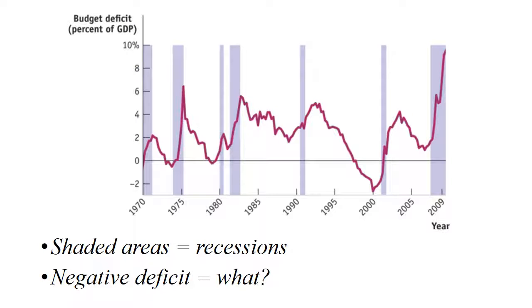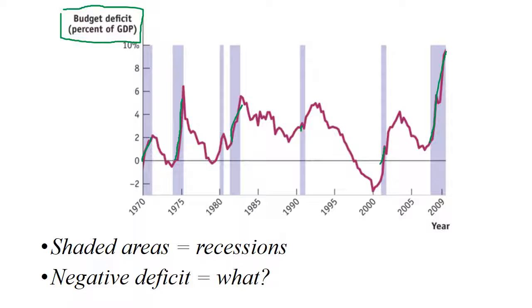We can see in this historic diagram that the shaded areas are showing us recessions. And we're seeing that the burgundy lines going up and down represent the budget deficit. So during recessionary periods, we have rising deficits. Some of them are higher than others, but we get the general idea. During the Great Recession, we had a spike, a large increase in deficits. As we're going through recovery periods, the deficits are falling.